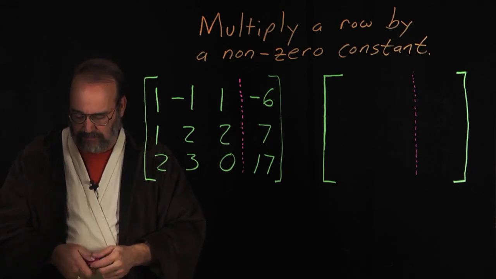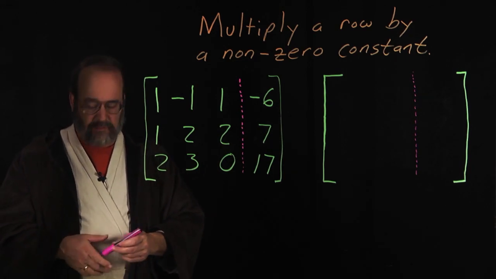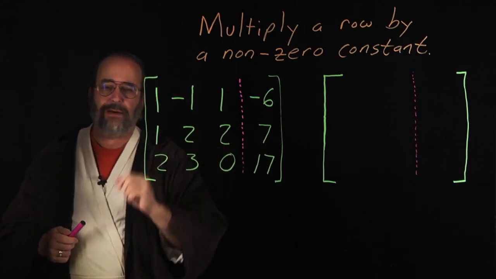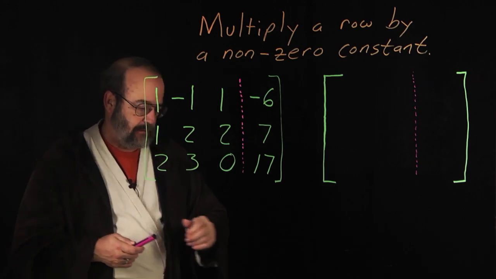So what we want to do in this case is I would like to multiply row 2, this row right here, by -2. Okay? So how do I show that?